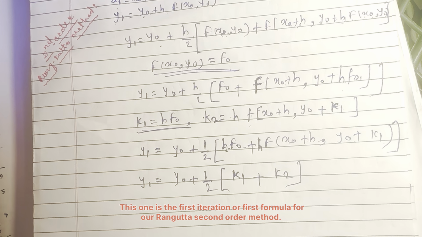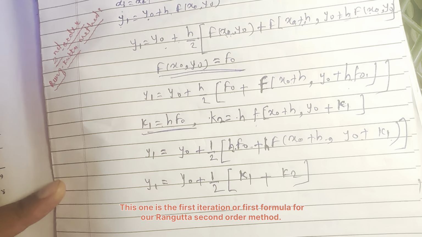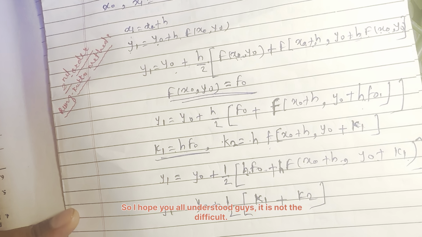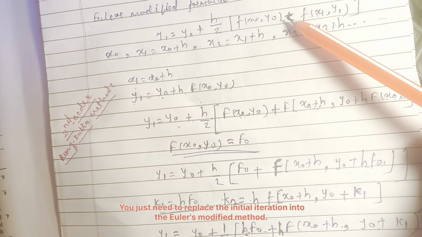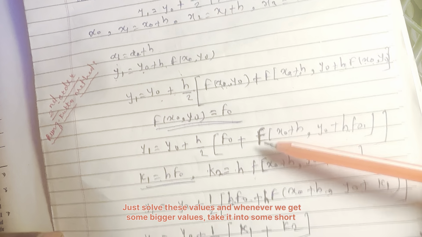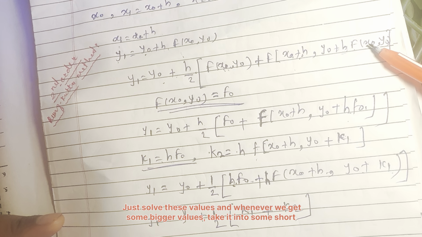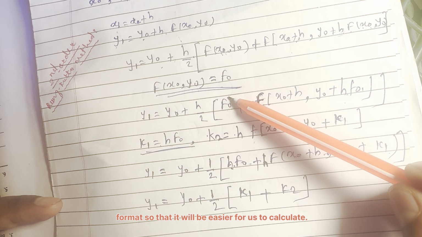This one is the first iteration, or first formula, for our Runge second order method. Okay, so I hope you all have understood, guys. It's not difficult, you just need to replace the initial iteration into our Euler's modified method. Just solve these values, and whenever we get bigger values, take them into some short format, so that it will be easier for us to calculate.